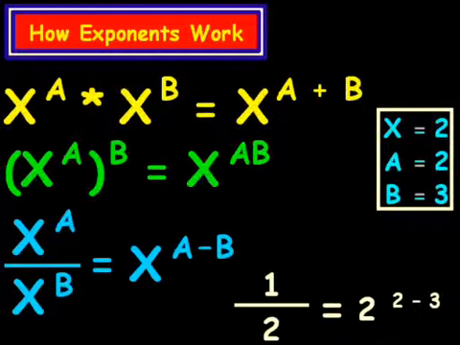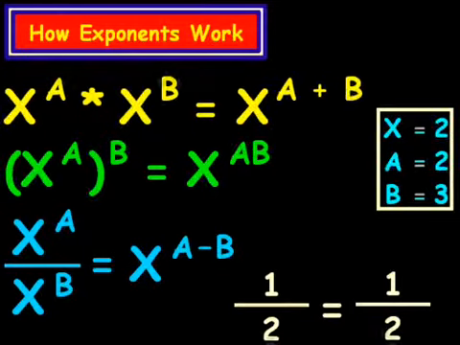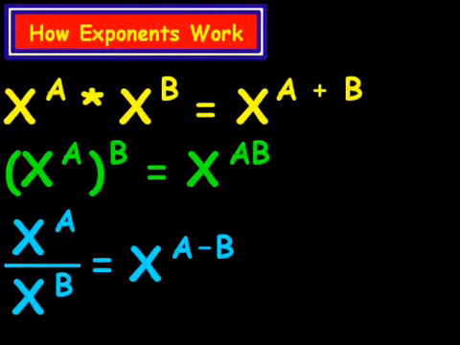Now on the right side of the equation we have 2 to the 2 minus 3. We can simplify it. 2 minus 3 is -1. So we have the inverse of 2, which is essentially 1/2. So we have the equation balanced out again here, where we have 1/2 equals 1/2, and that is how you would handle dividing exponents. So essentially here we have 3 different exponent problems, and this is how you deal with each one of them.